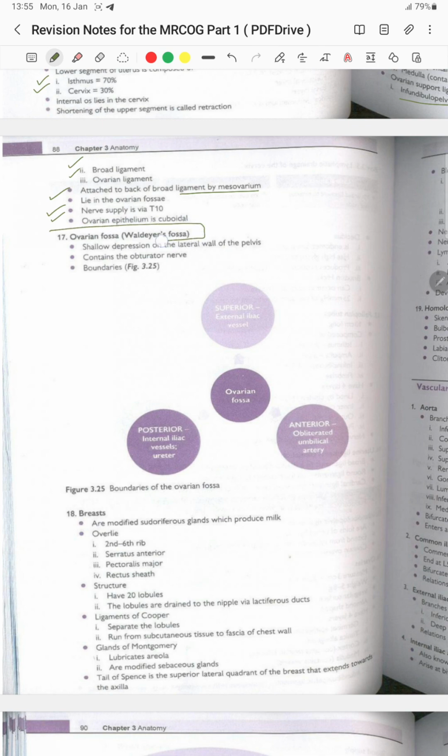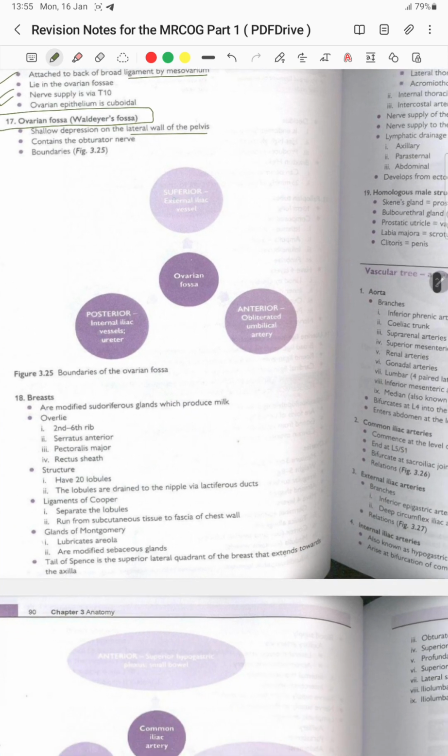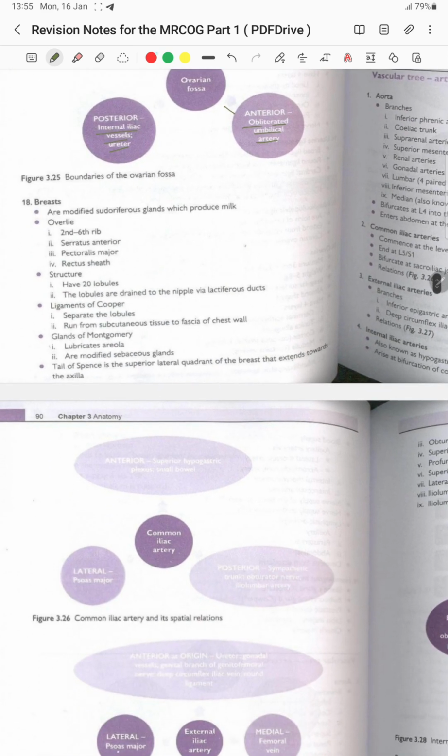Now the ovarian fossa, which is also known as Waldeyer's fossa, is a shallow depression on the lateral wall of the pelvis, and it contains the obturator nerve. The boundaries include, superiorly, the external iliac vessels; anteriorly, the obliterated umbilical artery; and posteriorly, the internal iliac vessels and the ureter. Now the breasts.